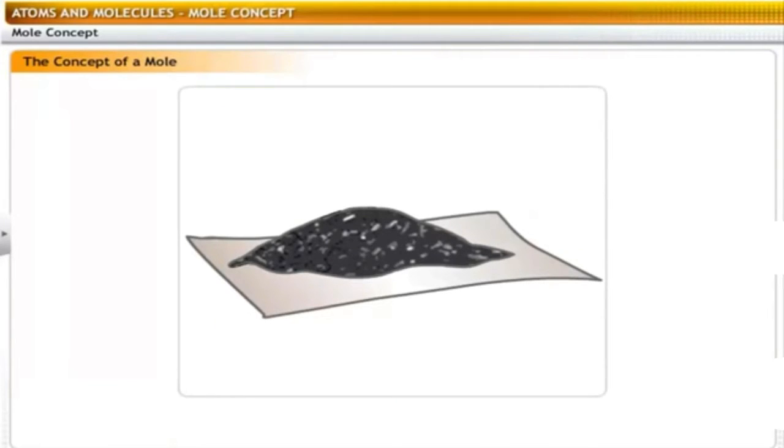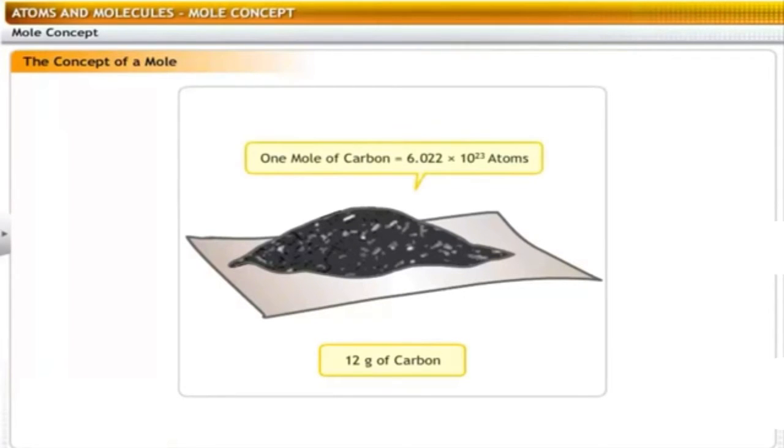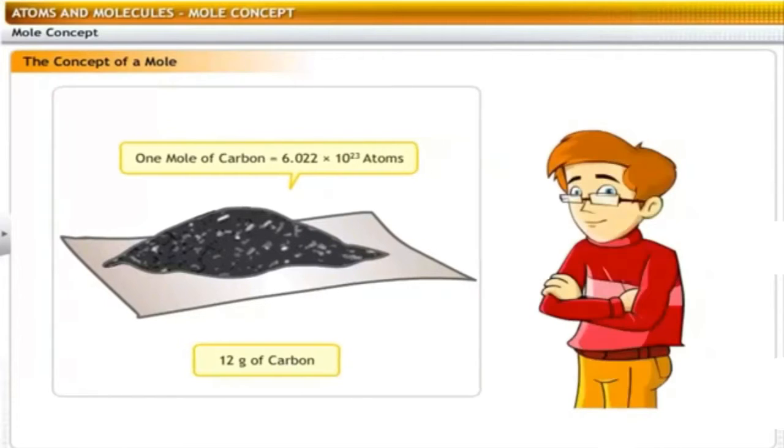Here is an example. The number of atoms present in 12 grams of carbon isotope, which is equal to 1 mole of carbon, is 6.022 multiplied by 10 to the power 23 atoms. Now you have understood better, right? So let's take a few more examples.